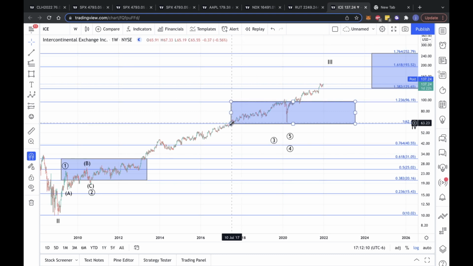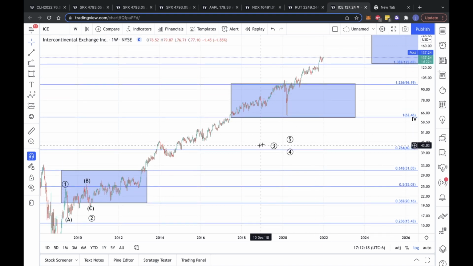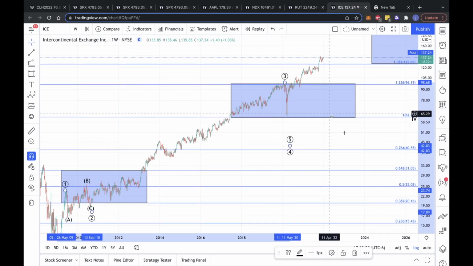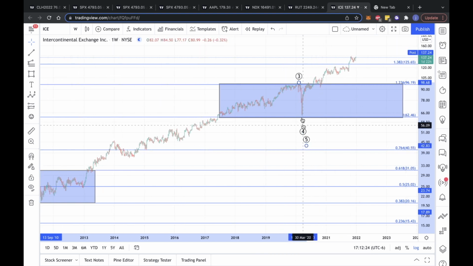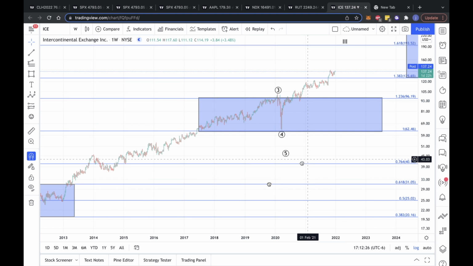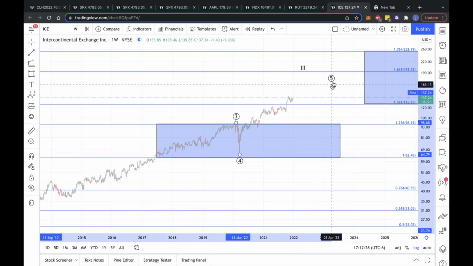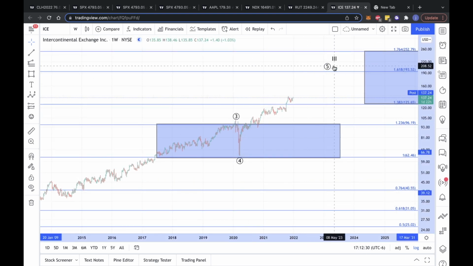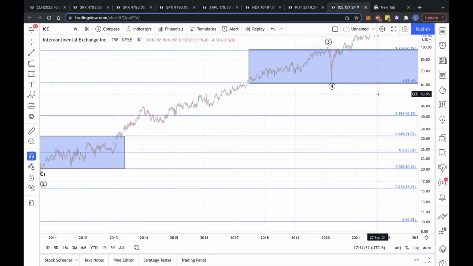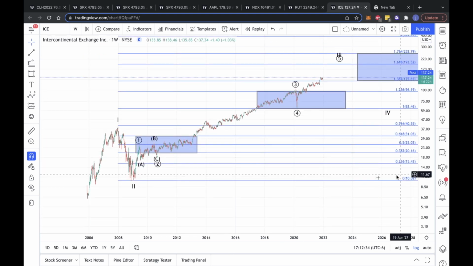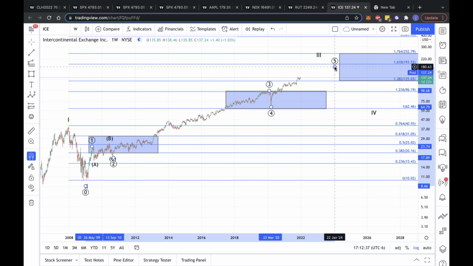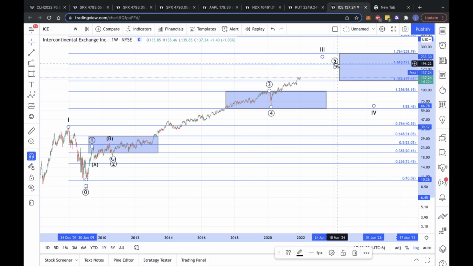None of these pullbacks off of the 1.0 look big enough for it to be a primary 4 until we get to the March low of last year. So what really looks good is to count this as the top of our primary 3, and this is a pullback in the primary wave 4, and now working on the primary 5th wave up. So in terms of the broader strokes here, this looks pretty good.